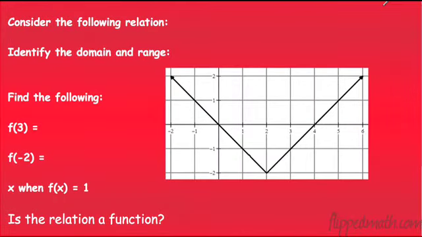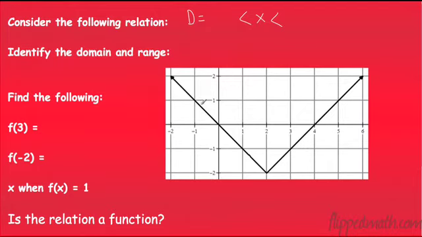We have a new relation here. It looks like a V. Now, some of you probably know right now a V is an absolute value graph. If you did, great. Let's find our domain. And remember, our domain, we're going to start with interval notation like this. All right, now this one's going to be a little bit tricky.